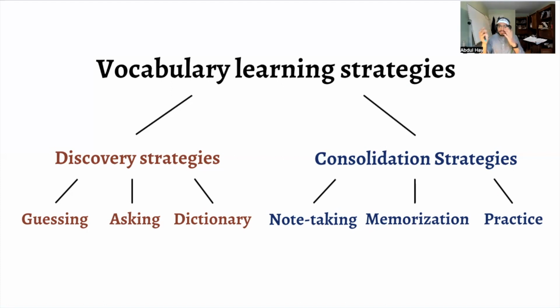So these are the two sets of vocabulary strategies: the strategies to actually discover and understand the meaning of a word, and then strategies to consolidate and remember the meaning of those words. So that in a brief sense is some vocabulary learning strategies.